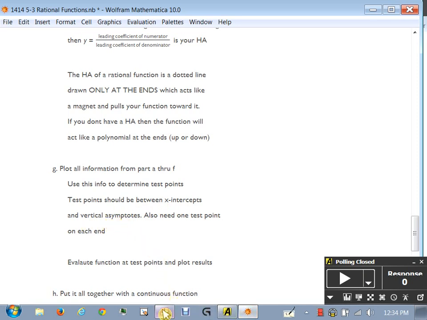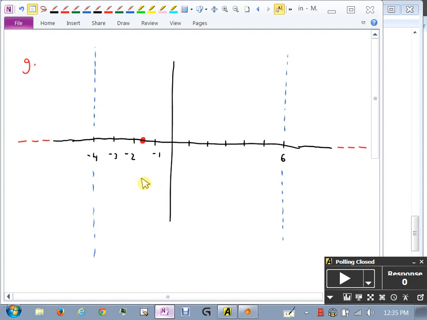So let me go back to my graph. I need to find a point, any point I want, but the point has to be between the X-intercepts and vertical asymptotes. So here's a vertical, right? Here's an X-intercept. Somebody give me any point between here. -3. I'm going to put a little cross on it. -2 would have worked also. Put a little cross on it. The reason why I'm putting a cross on it is because I'm not saying that's a point on my graph. I'm saying I'm about to go plug -3 into the function and see what it spits out.